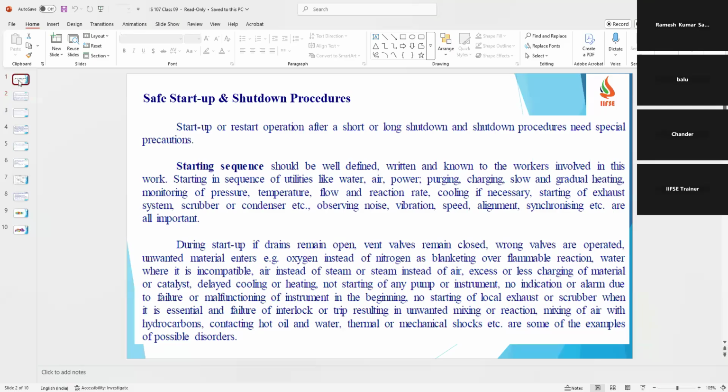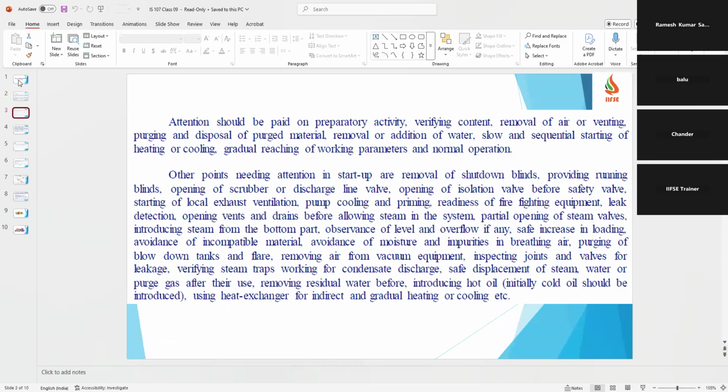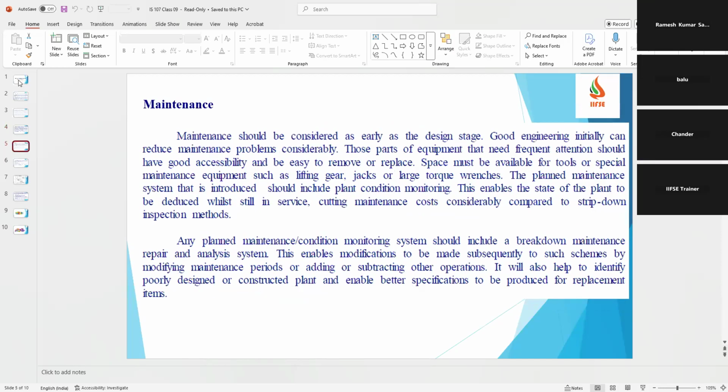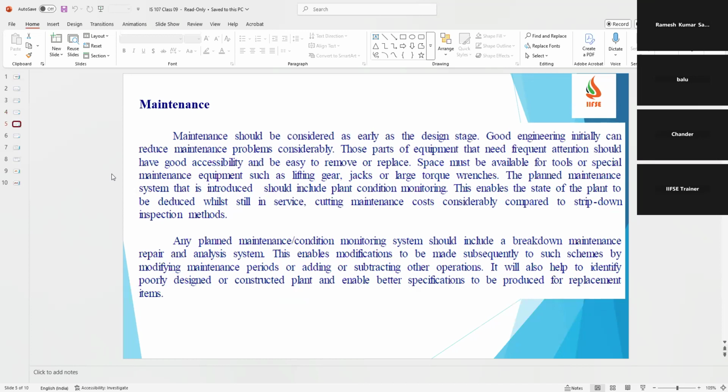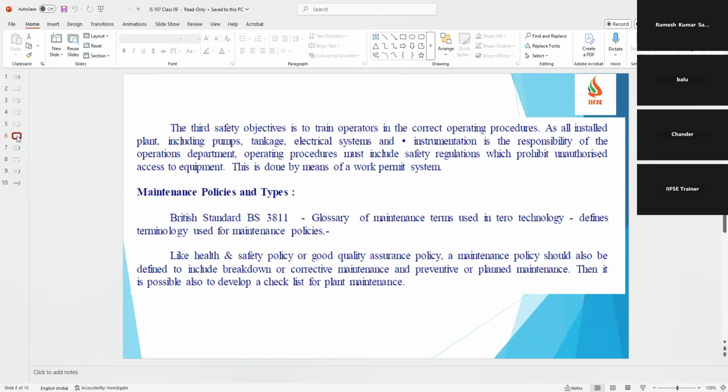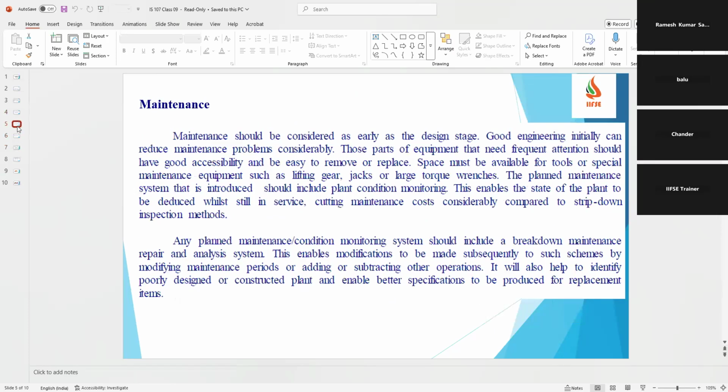Okay, so in the last class we covered safe startup and shutdown procedures. Both topics, if I'm not wrong. Yeah, I think shutdown also we covered. So today we will try to cover maintenance and a few more topics in this paper so that we can complete this.